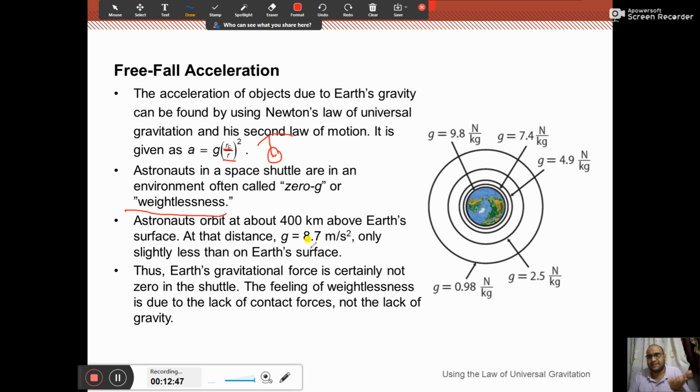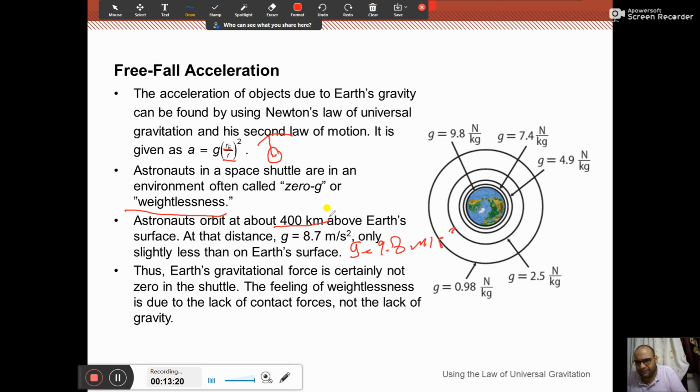Here I prove that there's a gravitational force even at a height of 400 kilometers, where a satellite exists. At this altitude, the acceleration of gravity is 8.7 meters per second squared. This is a slight change from the Earth's surface. At the Earth's surface, g equals 9.8 meters per second squared. At a height of 400 kilometers, it is 8.7.